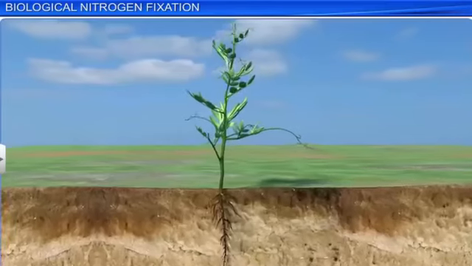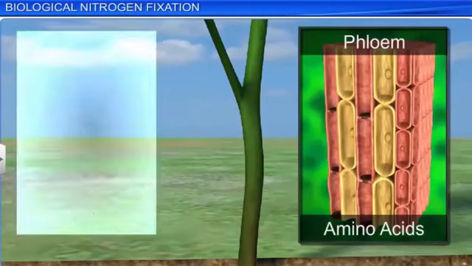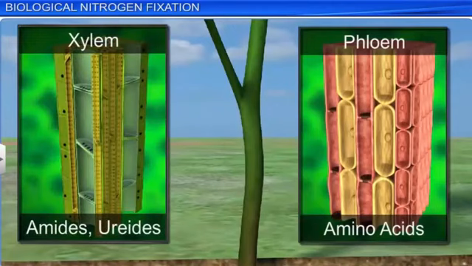Amino acids are usually transported through phloem, but compounds such as amides and ureides, owing to a greater nitrogen to carbon ratio, are easily transported through xylem.